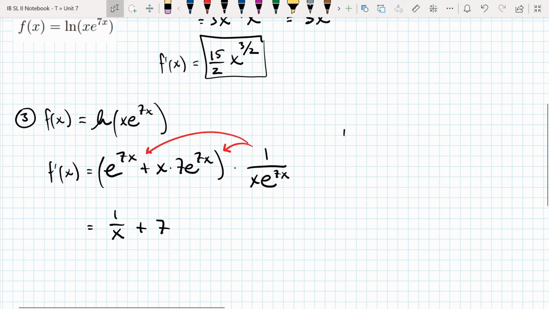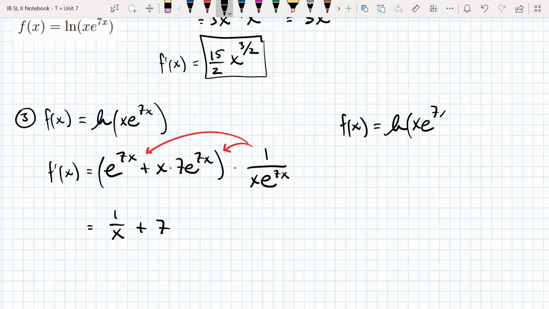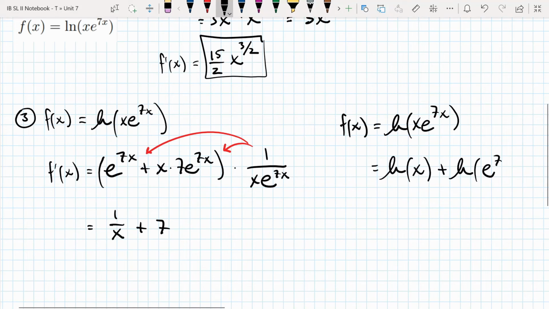Another way to do this question is to approach it through a couple of properties of logs. So we know that we have two terms inside a log statement that are multiplied together. We can rewrite those two terms like this. Okay, so I haven't taken the derivative yet. So these are equivalent statements to one another.